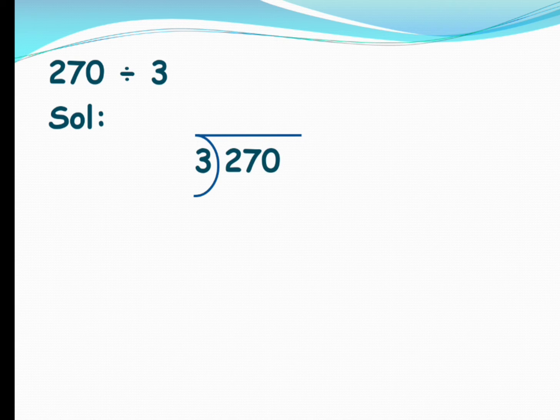Now again, the first digit from your left side. In hundreds place you have 2. 2 is less than 3. So you will take the next digit 7, which becomes 27. So 3 table, do we have 27? You have to check. Yes, we do have, isn't it? So 3 nines are 27. So 7 minus 7 will give us 0. 2 minus 2 also will give us 0. 27 minus 27 will give us 0.